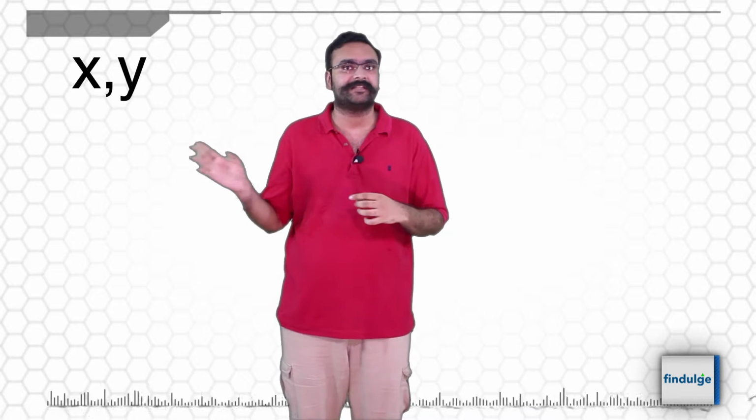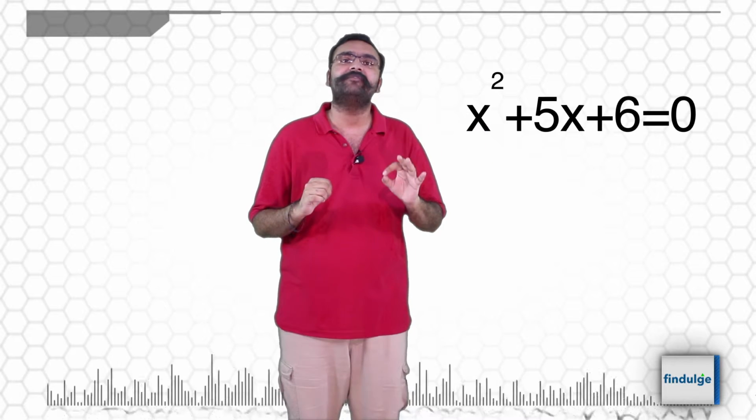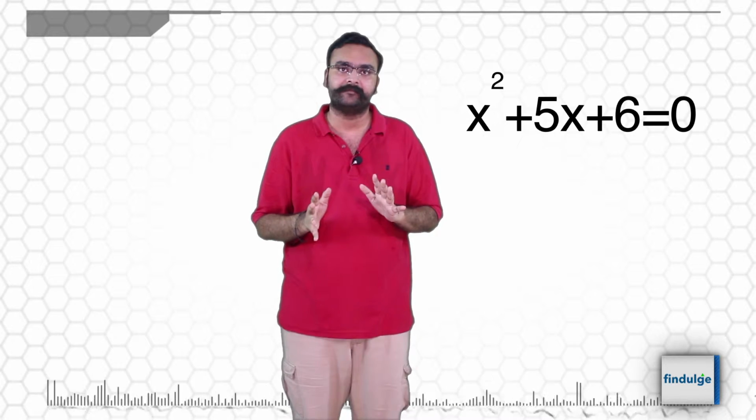But the key thing was the highest power was always 1. Just x, just y. We don't have anything else. In the quadratic equations chapter, we will instead have equations like x square plus 5x plus 6 equal to 0. Here, the maximum power of your variable is 2, as we can see in x square. And we will only focus on single variable equations. We won't have x and y.